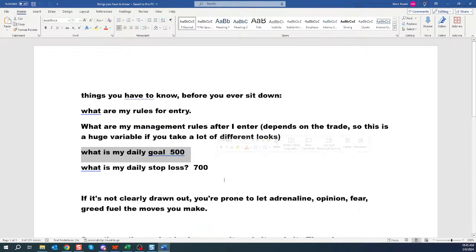That's one of the biggest things traders do, is they reach their goal and feel invincible and then give it all back. And the same is true on the stop loss.